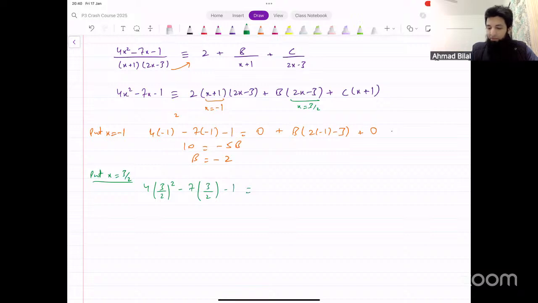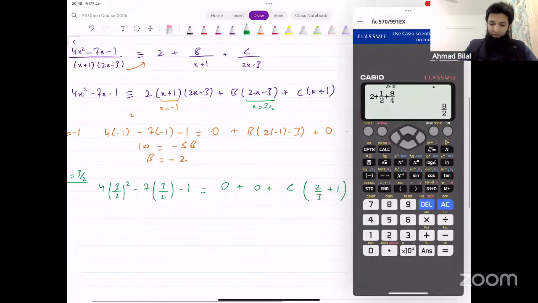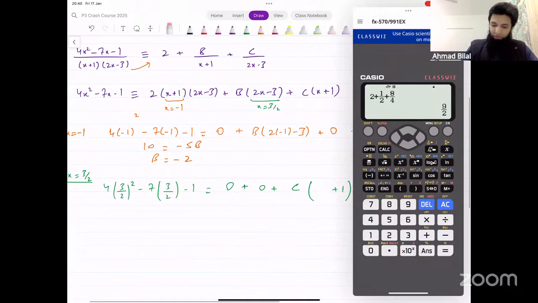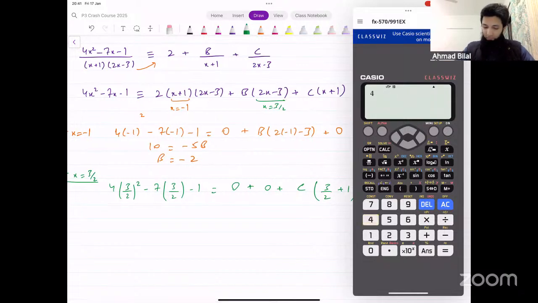And that equals 0 plus 0, because the first two terms both have 2x minus 3. And then you have c into 3 over 2 plus 1 on the right side. And then it simplifies to 4 times 9 divided by 4 minus 21 over 2 minus 1, which is minus 5 over 2.